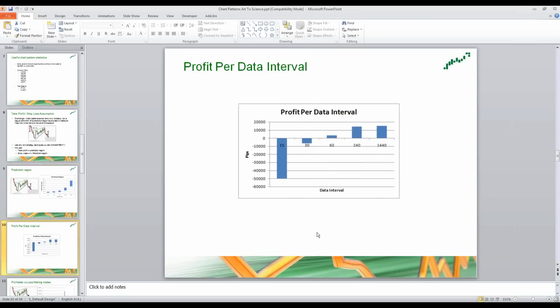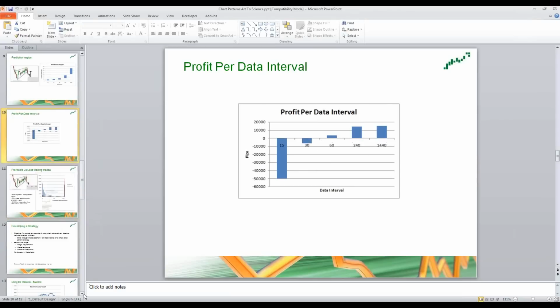And what we did is an analysis of where the profitability actually lies. You can see that the profit is in fact not made on 15-minute and 30-minute time intervals, but rather on 60-minute, 240-minute and end-of-day instruments.